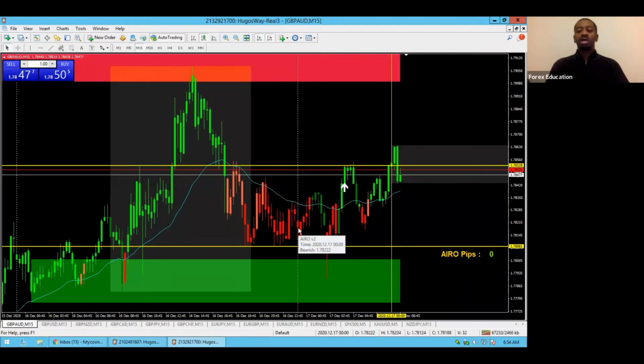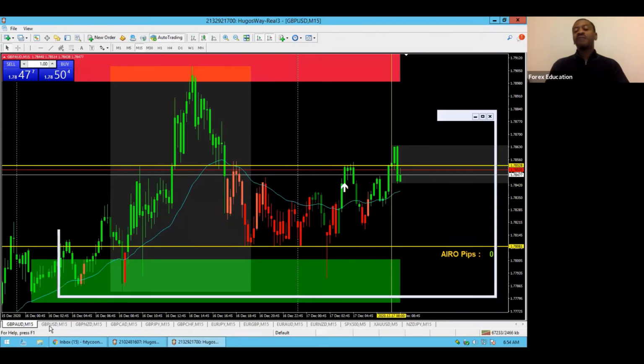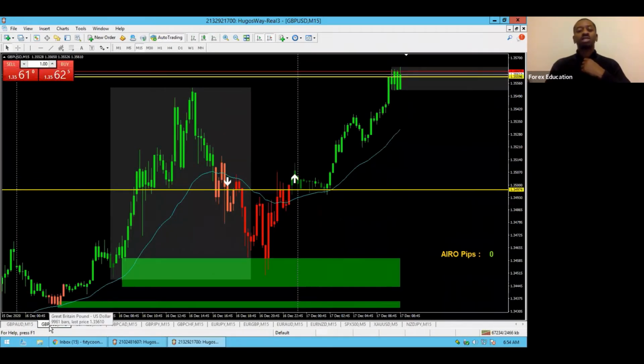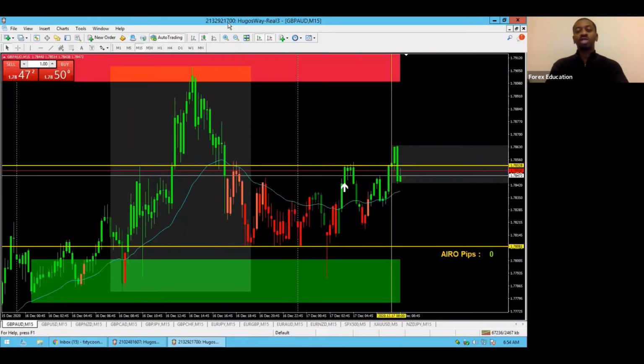But again, I have to see correlation. I need to see 4 out of 6 doing the same thing, or more, for me to feel comfortable taking the trade. So that's what I mean by correlation. That's why I didn't take that trade right there.